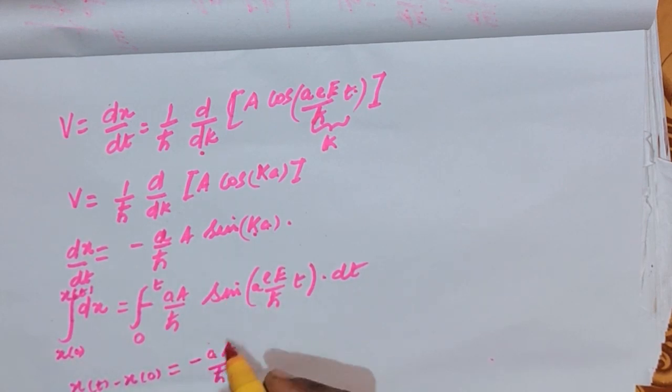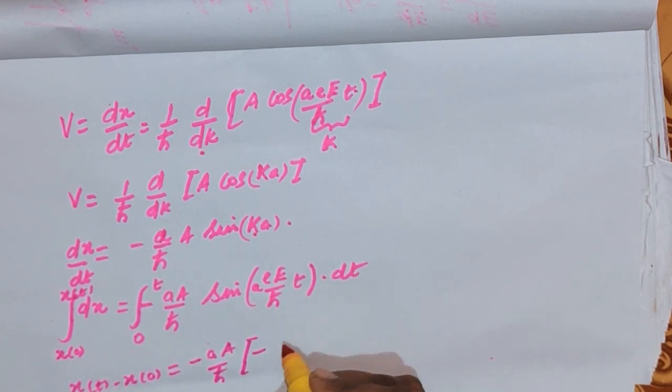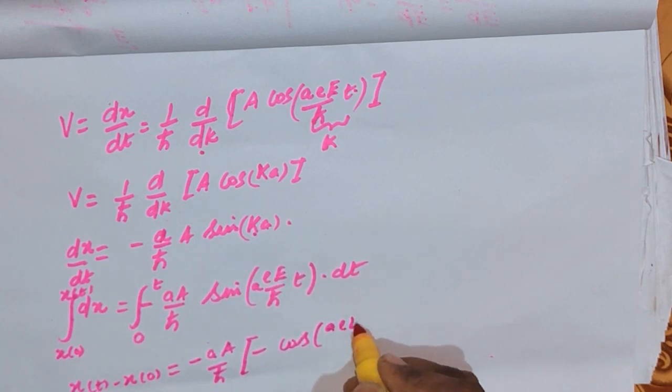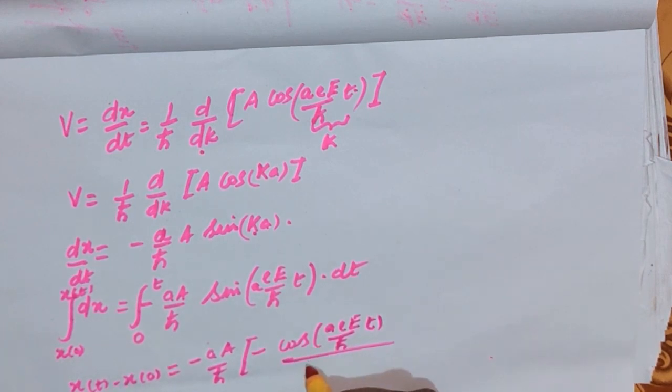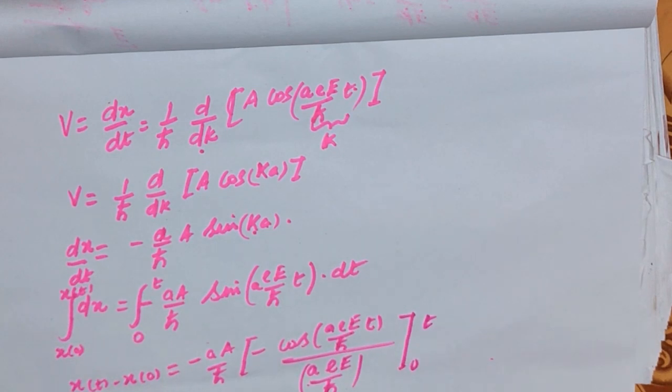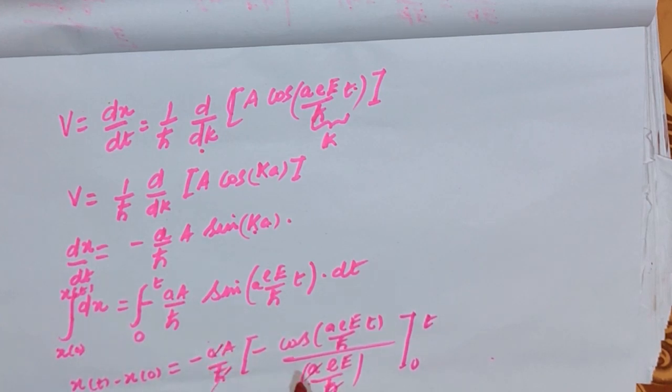If you are integrating sine, it will give minus cos, then that argument a divided by h cut times t. Then you need to substitute the limits, 0 to t, and divide by the coefficient of t in the denominator. Then you can cancel this a, and you will get a divided by e times e.